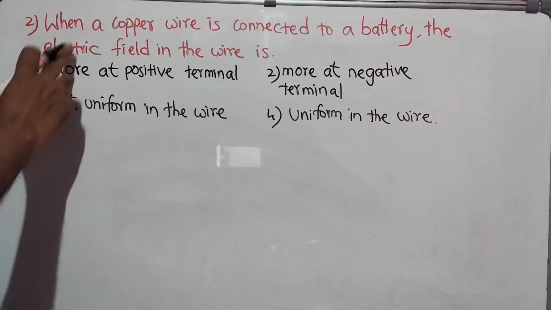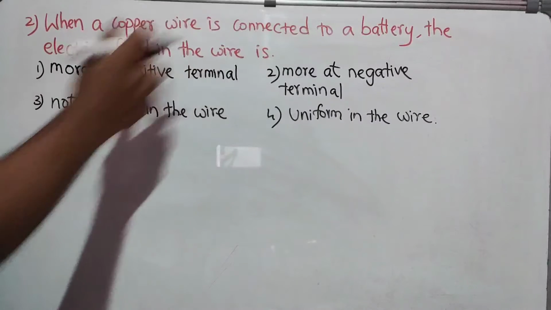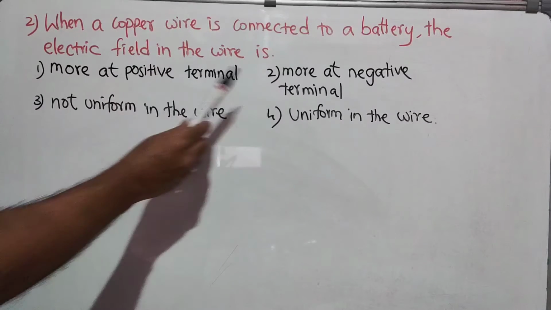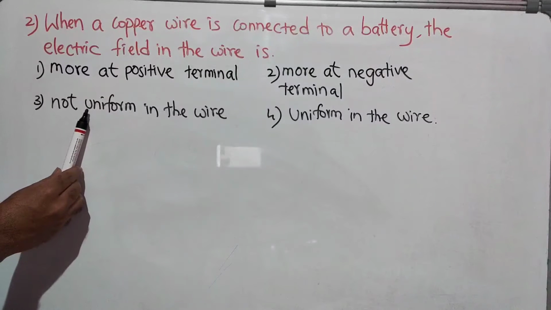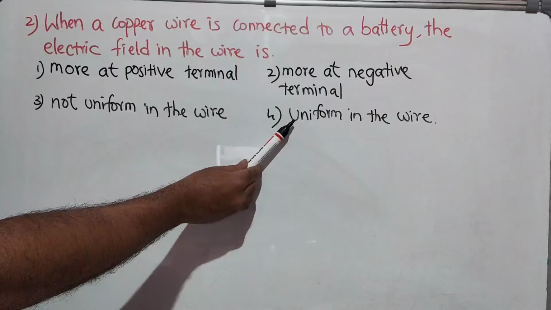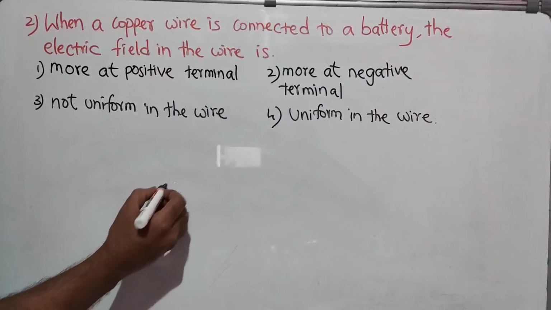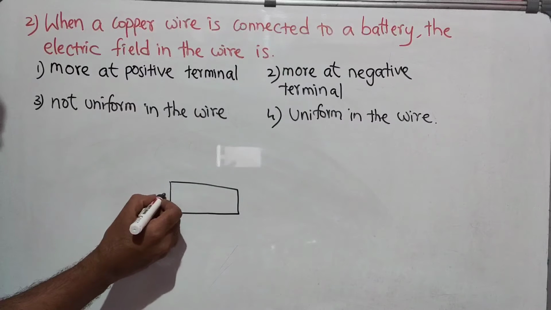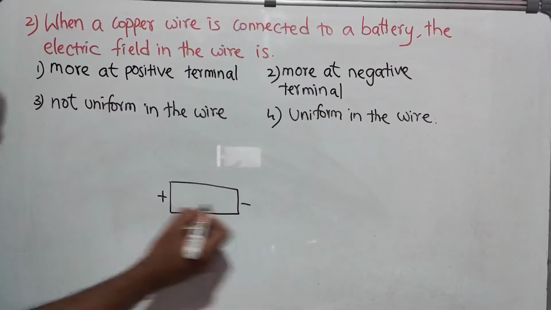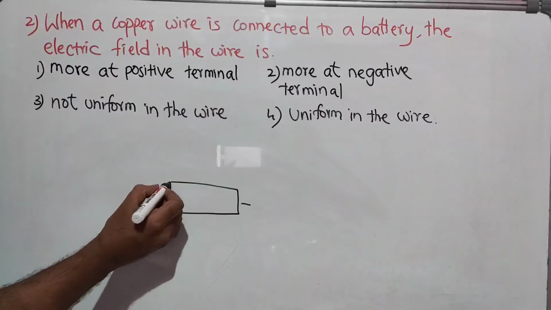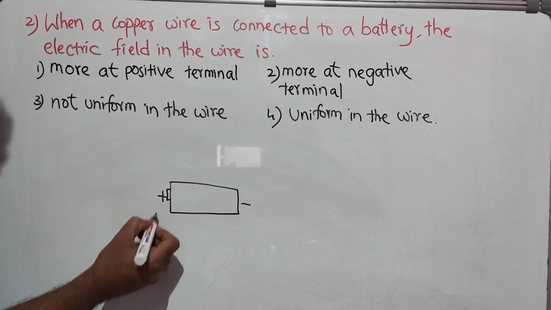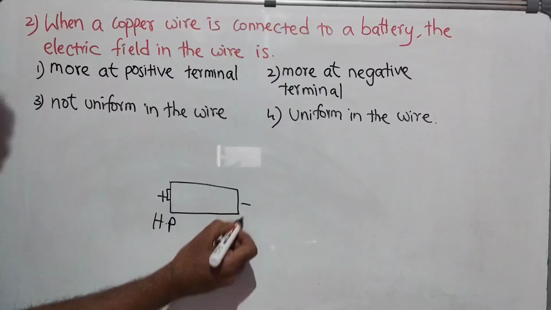The question is, when a copper wire is connected to a battery, the electric field in the wire is: more at positive terminal, more at negative terminal, not uniform in the wire, uniform in the wire. See, we know that a battery has two terminals, that is one is positive and another is negative terminal.